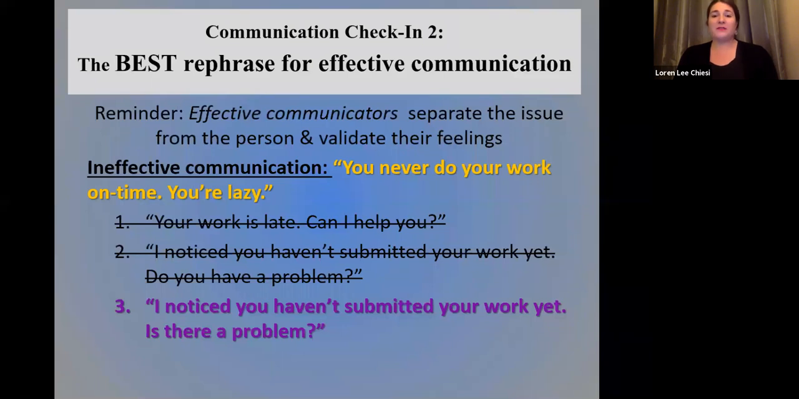Number 3 is probably the best here. I noticed you haven't submitted your work yet. Is there a problem? Asking the person, is there a problem, gives them a chance to reflect and to tell you if something's happening. Then from there, you can have a discussion about what the problem is, and you can see if you want to volunteer to help them.